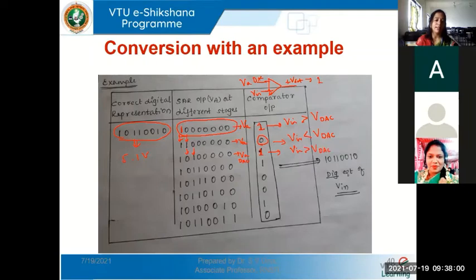When this is a 1, the successive approximation register retains the value. It will retain the third bit as 1, and in the next cycle, it's going to make the fourth bit high. That process is repeated. Again, when the fourth bit is made high, the output of the comparator is 1, which means the input voltage is still greater than the DAC output voltage. So retain this 1, don't change that.